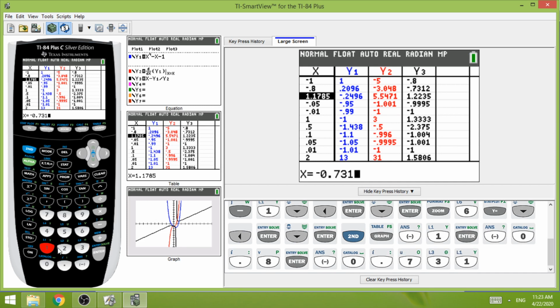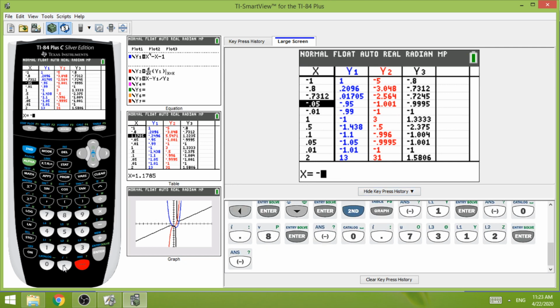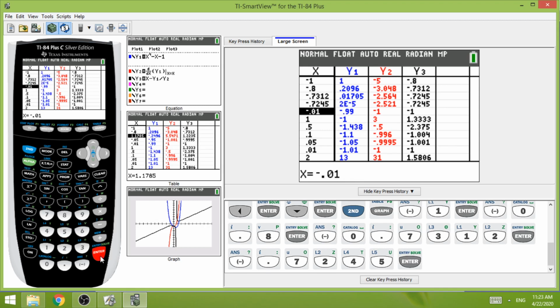-0.7312. Again, the more approximation that you do, the more accurate the answer is going to be. So the next one, -0.7245. -0.7245. Again, it's all negative. Now, is that the time you want to stop here? Well, because the number that you enter is the exact same as the one from the outcome. Okay, so that's why you want to stop here.